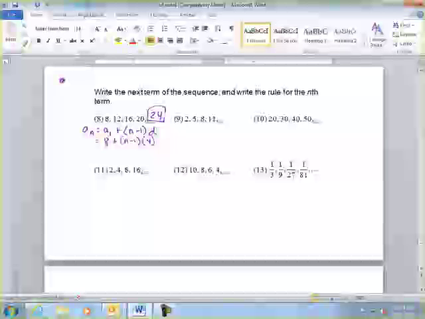Then you need to clean up by combining like terms for your final answer. So distributing turns that into a 4n minus 4. And combining like terms gives us a final answer of a sub n is 4n plus 4. So we know our next term, which we find by figuring out the pattern and following it out to the next term. And then our rule, which we can use the arithmetic sequence formula from the top, and just make sure that you distribute and clean up. Questions on that one?